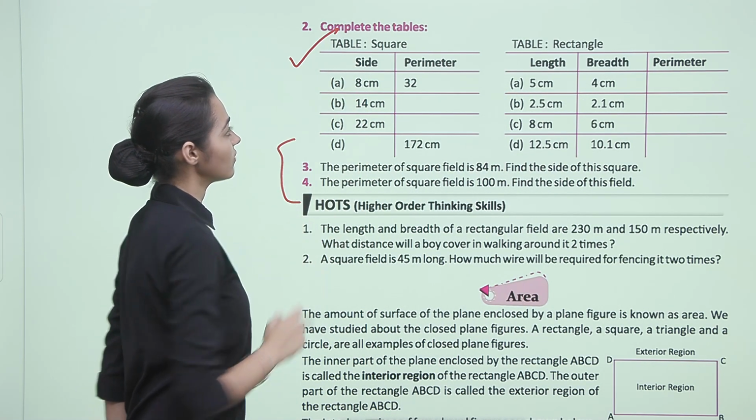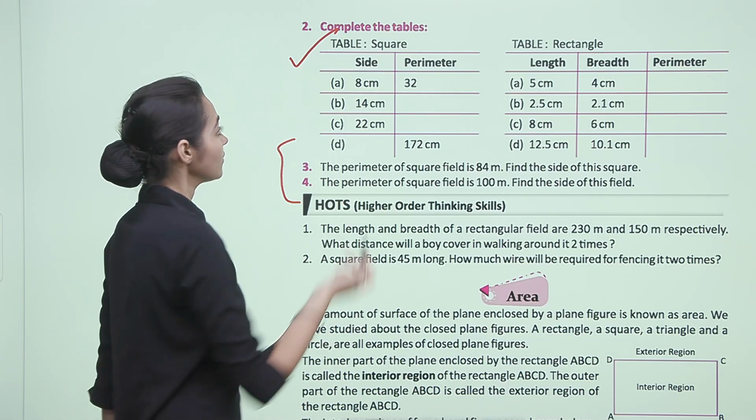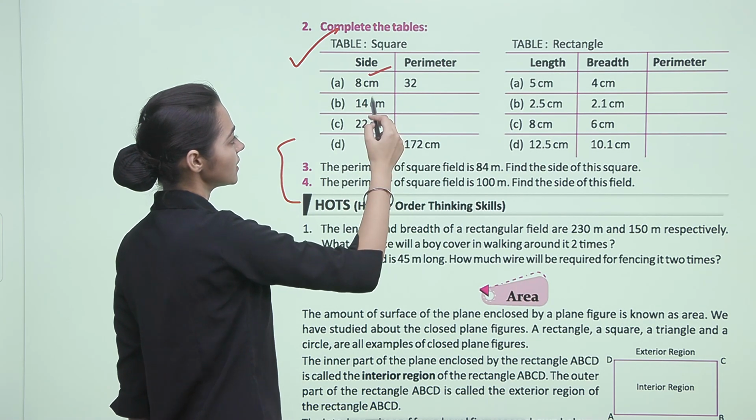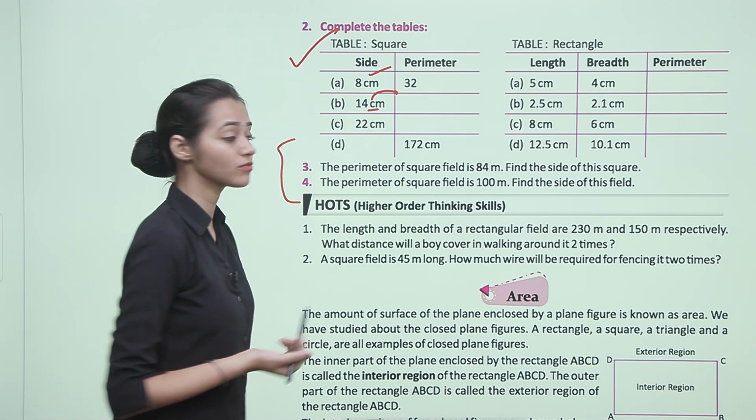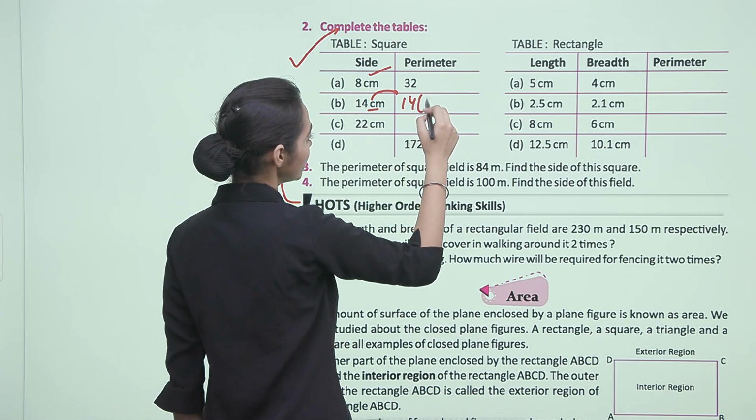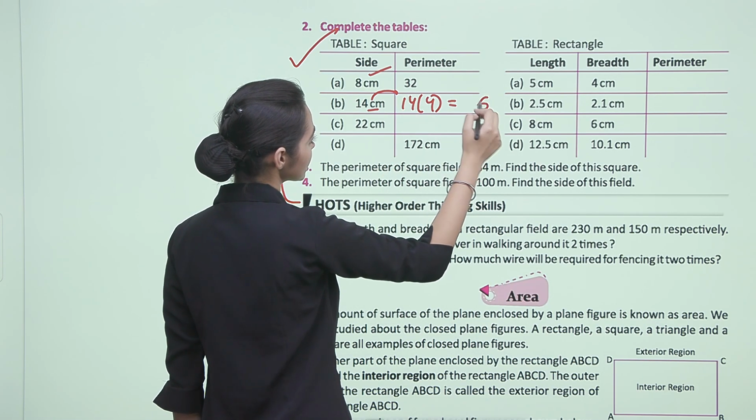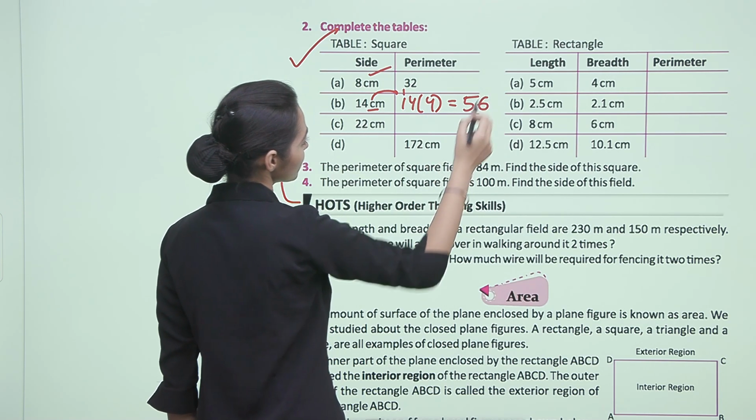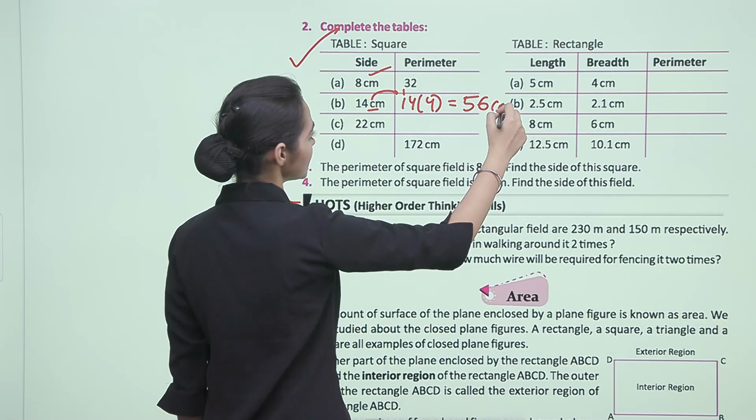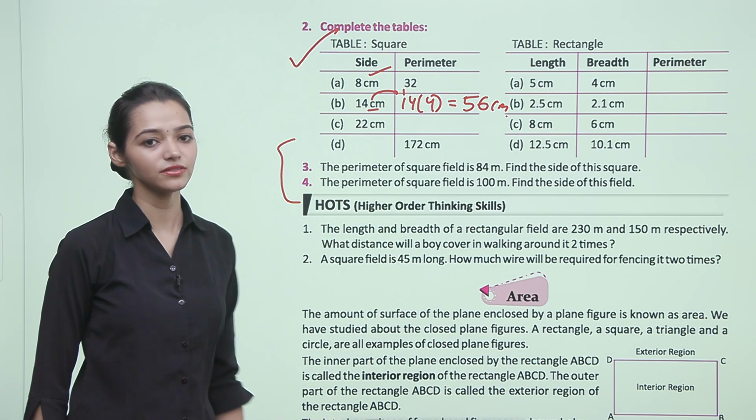Now in all of these we have to find the perimeter. Now in the first one, side is given 8, here the side is given 14 and the perimeter of the square is 14 into 4, that is 4 4s are 16, 1 carry over, 4 plus 1 is 5, so 56 centimeter is the perimeter. That's how we can complete the remaining part.